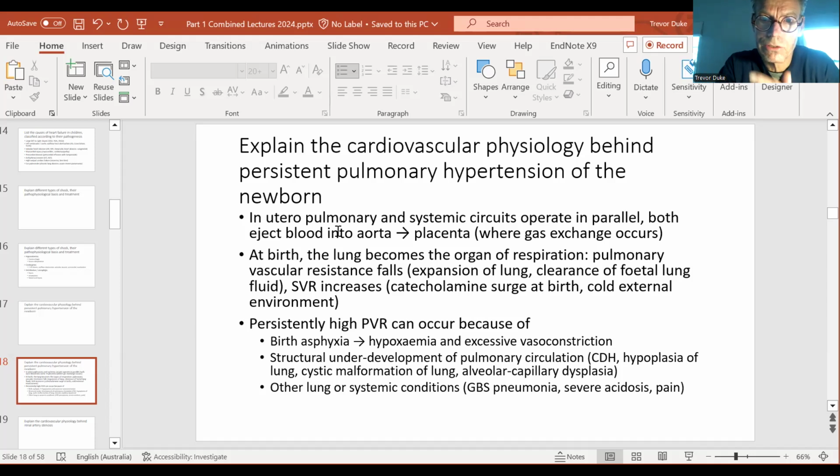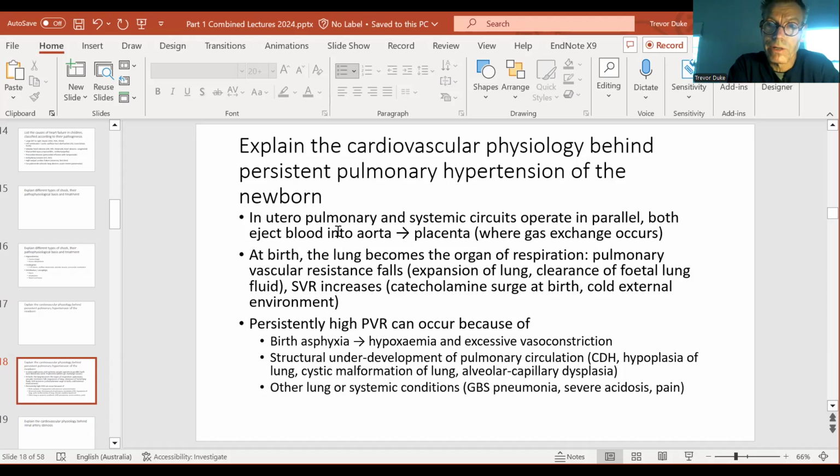But in utero, the pulmonary and systemic circulations operate in parallel, and that's because there is a patent foramen ovale and there's a large duct. So both the aorta and the pulmonary arteries eject blood into the aorta. That is, even the pulmonary artery ejects blood into the aorta, partly because the ductus arteriosus is very large, and then most of that blood goes to the placenta, where obviously gas exchange occurs with the mother's circulation.